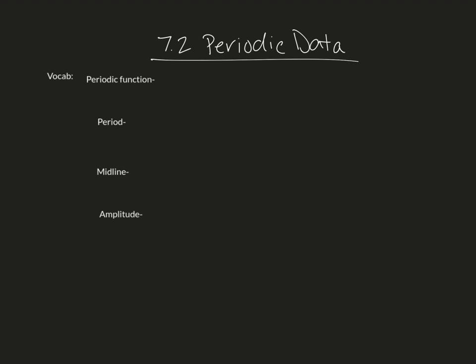First one is periodic function. So a periodic function is a function that repeats a pattern of y values at regular intervals. And we actually call these intervals cycles. So it's basically just going to be a function where you see a pattern because the y values keep getting repeated, and we call each section that gets repeated a cycle.